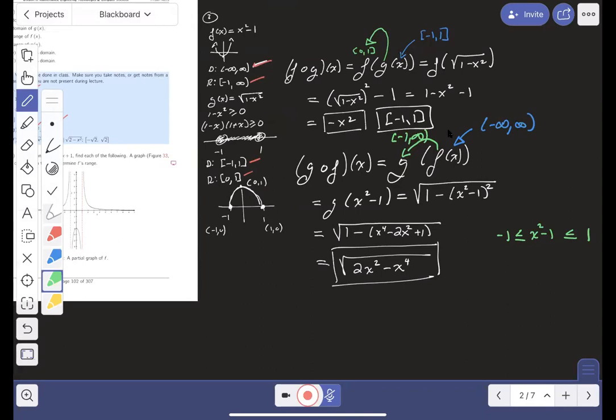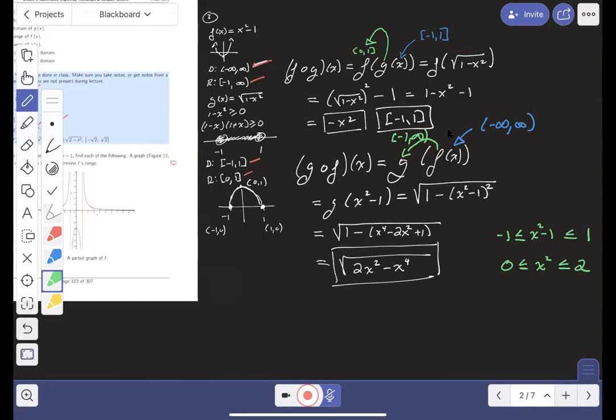What I'm going to do is add 1 to all sides. And what would you get? 0 is less than or equal to x squared, which is less than or equal to 2. Now, I hope you realize that no matter what x I choose, x squared would be greater than or equal to 0. No matter what x, 0, 1, a billion, minus a billion. But I'm wondering what values of x when squared would be less than or equal to 2.